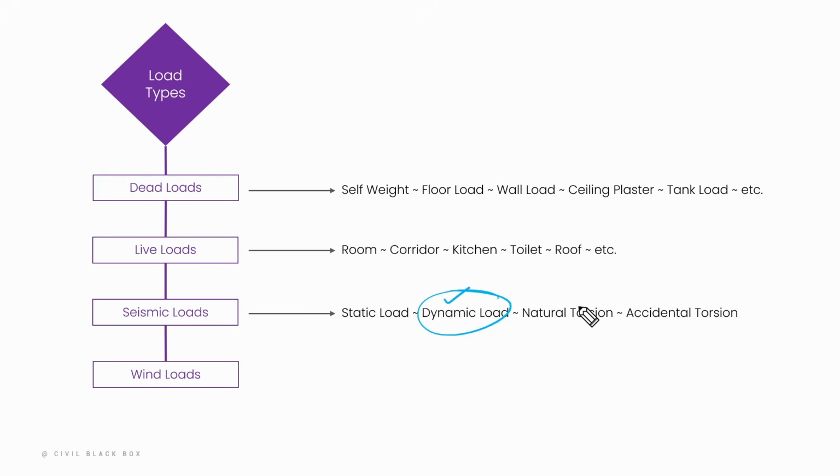And we are talking about them with respect to the natural torsion and the accidental torsion into consideration. I'm showing natural torsion and accidental torsion not to scare you away, but just because of the fact that natural torsion and accidental torsion become a part of the primary load criteria. And we'll have a look at it in a few seconds.